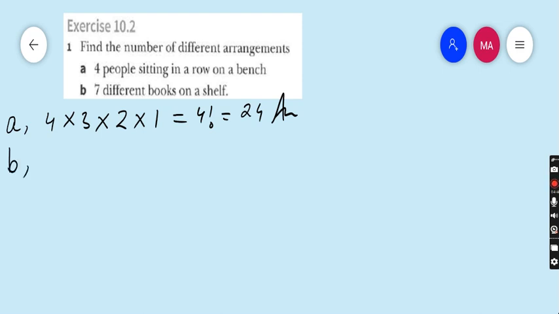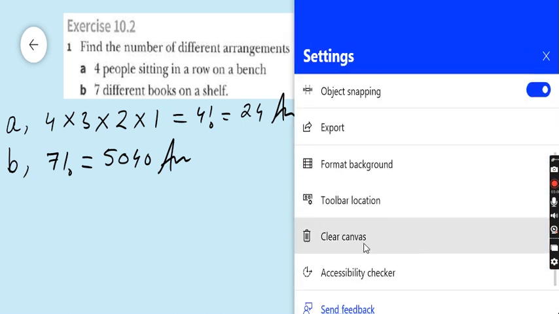Part B, 7 different books on a shelf. So obviously the answer should be 7 factorial. Use your calculator to find the answer of 7 factorial, which is 5040. This is our answer. Question number 1 done. Move to question number 2.